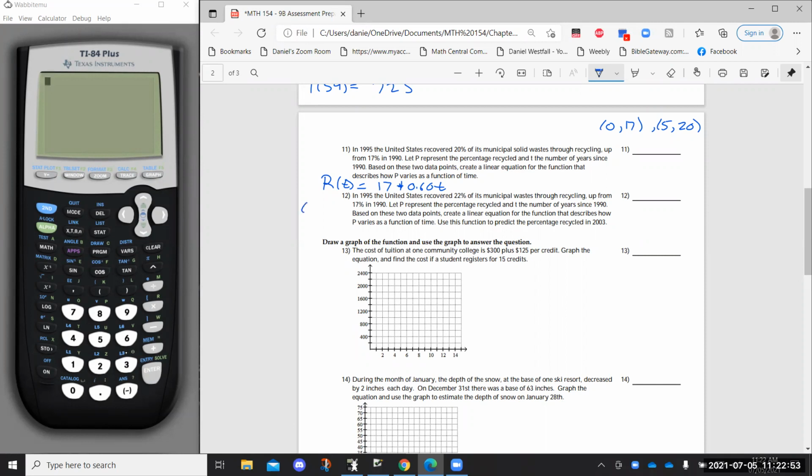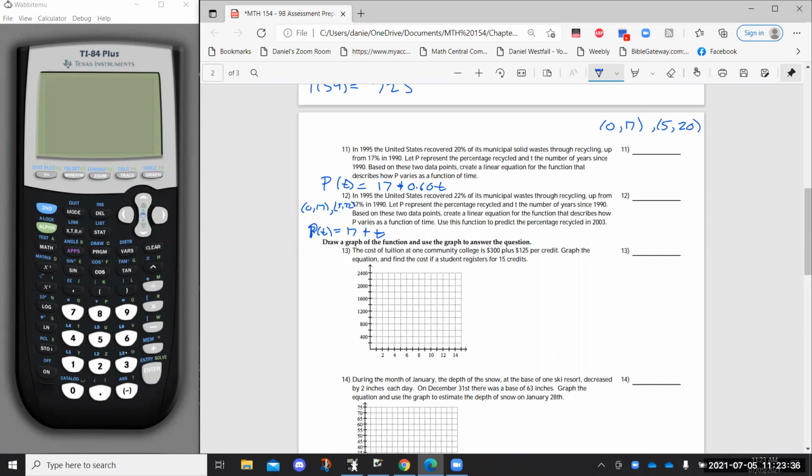So they tell us that this was again 17% in 1990, but now we are at 22% 5 years later. That changes that. So this is going to be, you can call it R. Oh, nope, it says let P percent. So this is supposed to be P. P is the percent that we're calculating. P of T is going to be 17% plus, and now this is going to be 5/5, which is 1. That's just going to be T, so we're going to add a whole percent each year.